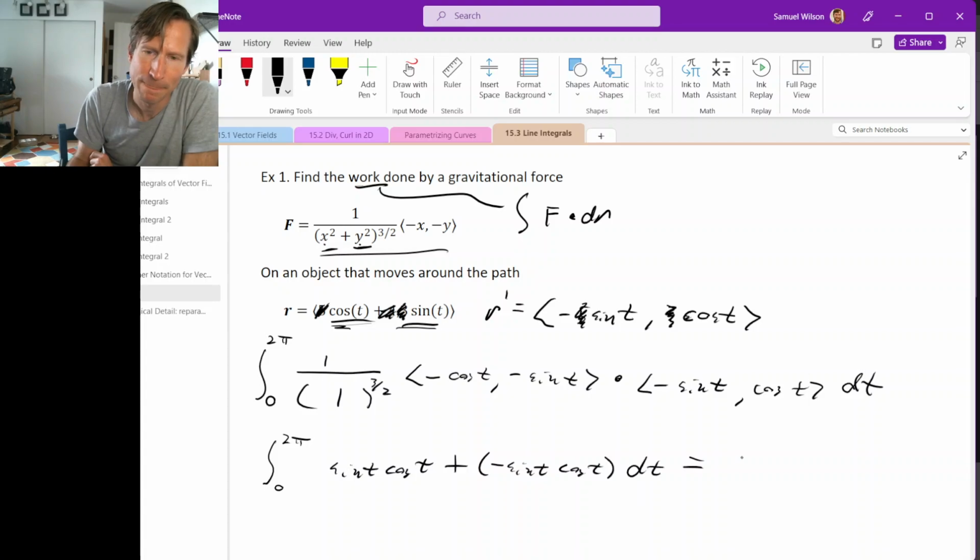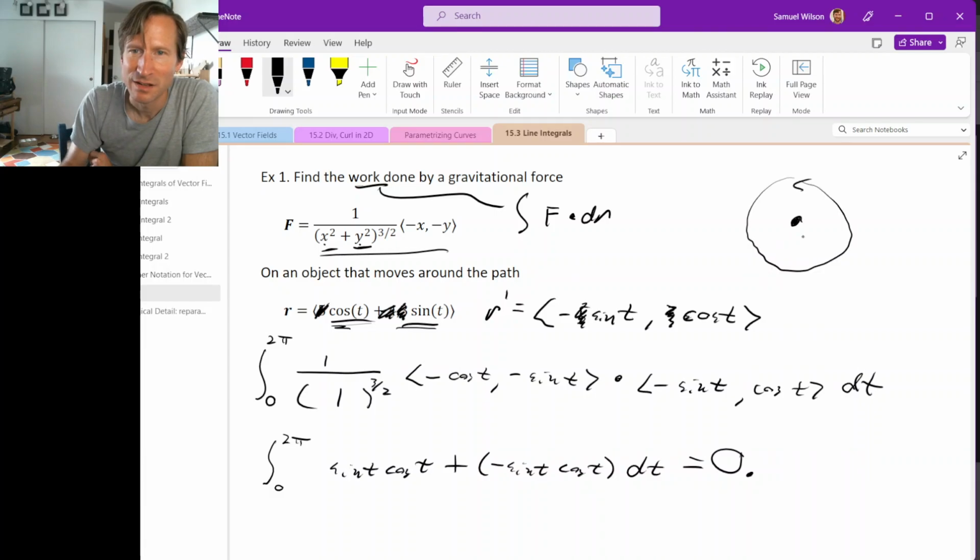Right. So when we have something at the origin gravitating and an object that moves around a circle, the force of gravity does no work on this object. In fact, the total work around any orbit would be 0, but the integral would be much harder if we kept the original example.